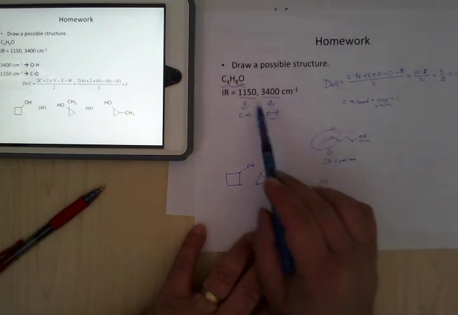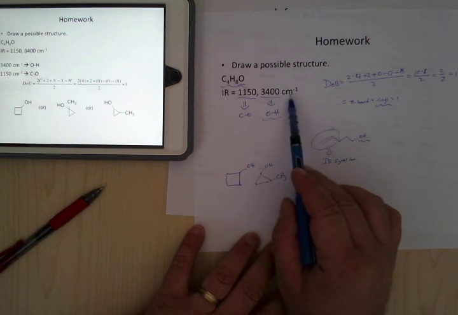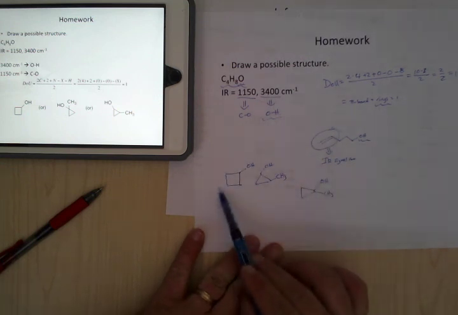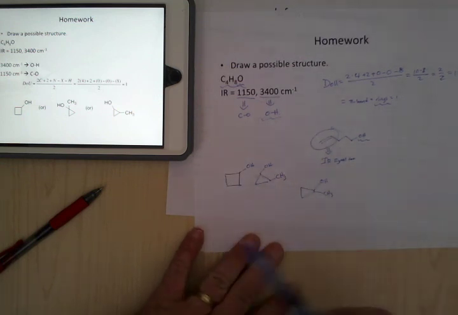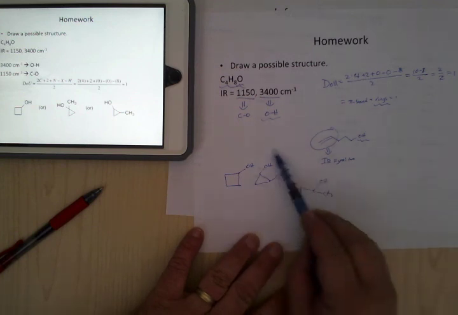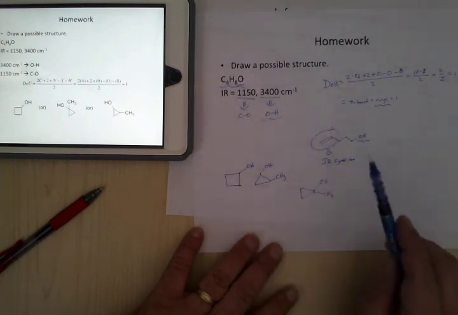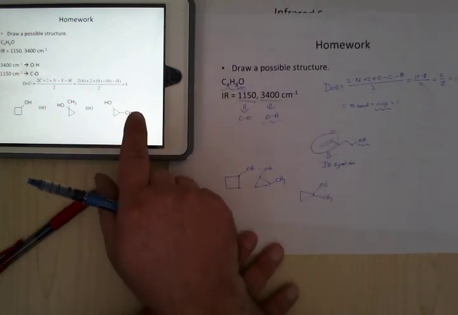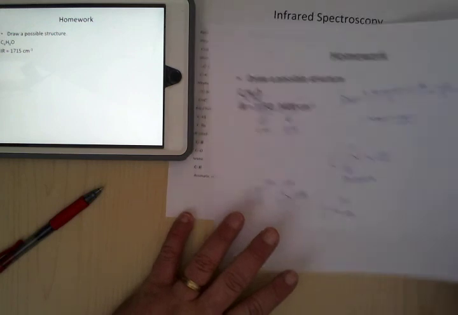Why? Because we don't have the correct signals to make sense. These would give it to you. Now, CC single bonds, I'm not going to write those on there because those are always going to be there. CH bonds of alkanes are always going to be there. But you have to figure out what's there and what's not. Next up.